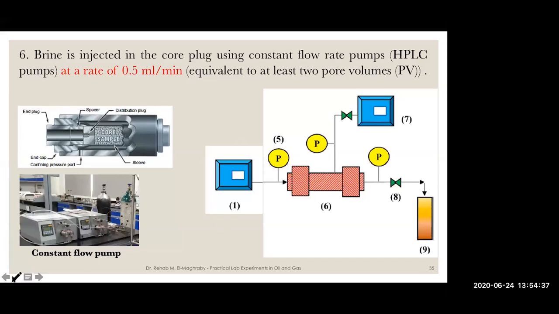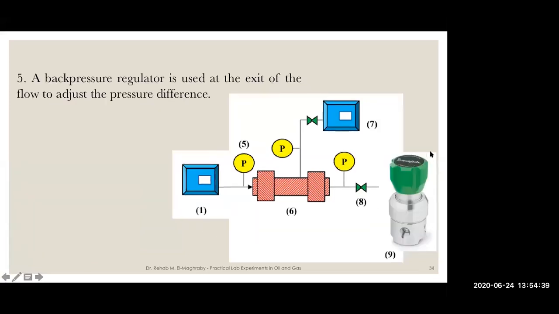Okay. And you can adjust the back pressure. You can adjust the pressure of your system using a back pressure regulator. This is the type of back pressure regulator. This is a high pressure one, actually, taking from 3000 psi to atmospheric. But it's not necessary to use a high pressure regulator.